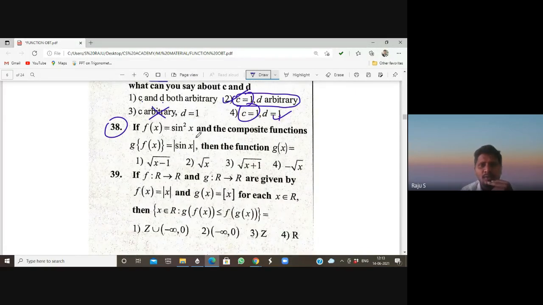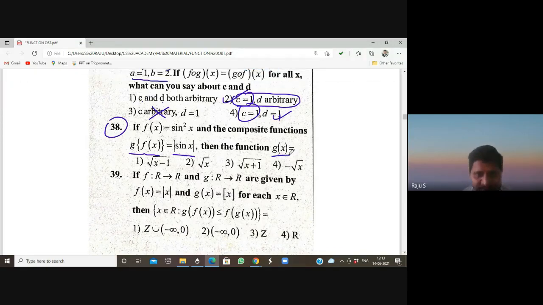F of x is equal to sine square x, and the composite function g of f of x is equal to modulus sin x. Then the function g is which one? So what does this mean? This is again easy. Clearly they have given g of f of x equal to modulus sin x. G of what? f of x is sine square x, equal to modulus sin x.